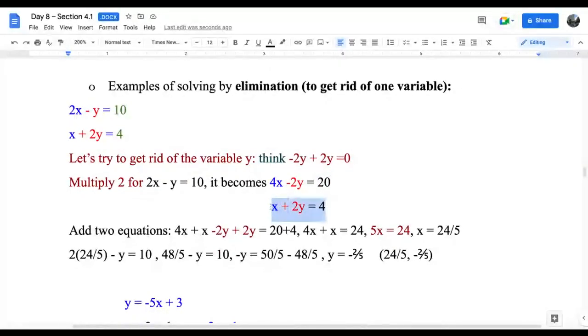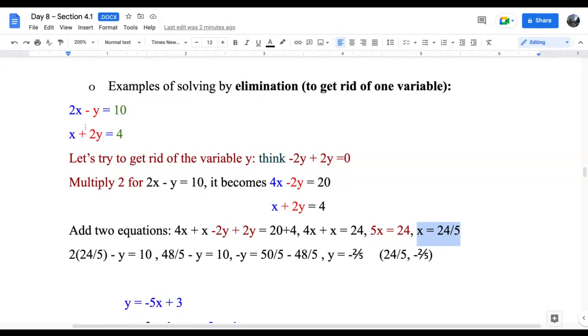We rewrite the second equation underneath. Now we can add vertically, right? 4x plus x, that's 5x. Negative 2y plus 2y becomes 0. That's the key. That's why it's called elimination. We want to get rid of one variable. Then 20 plus 4 is 24. So we get 5x equals 24. Then we divide by 5 on both sides, x equals 24 over 5.